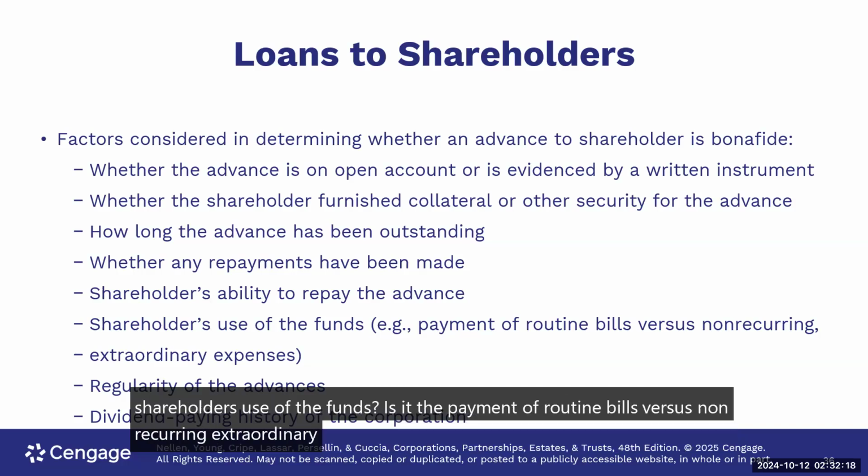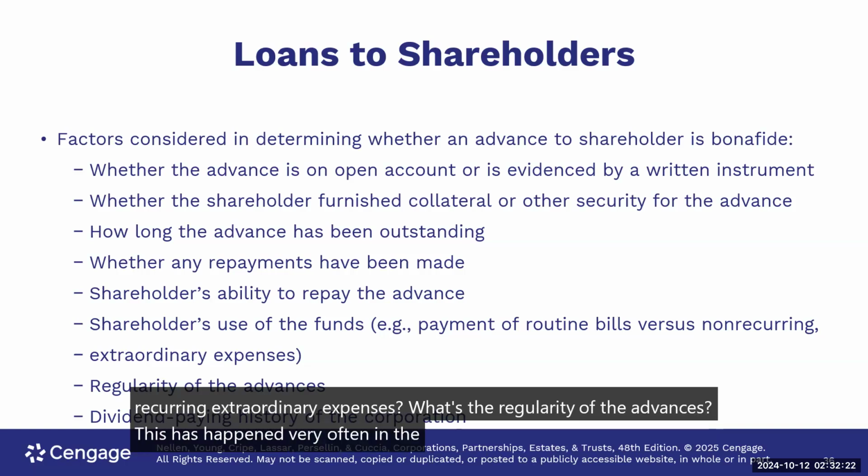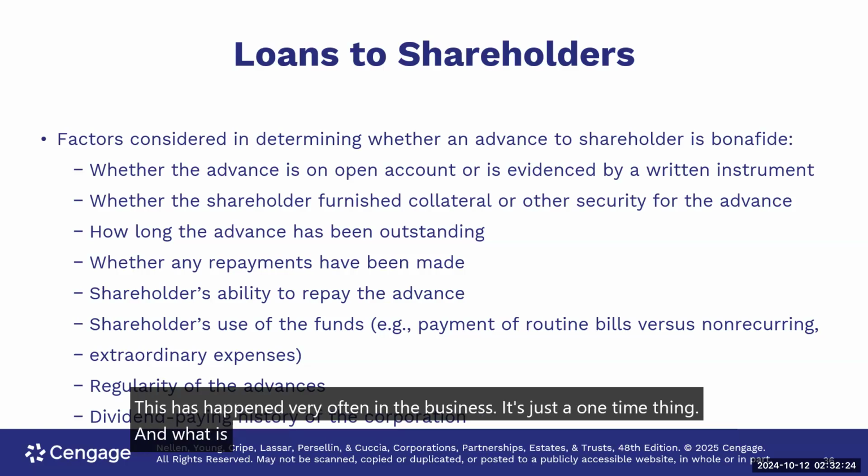What's the regularity of the advances? Does this happen very often in the business? It's just a one-time thing. And what is the dividend paying history of the corporation?